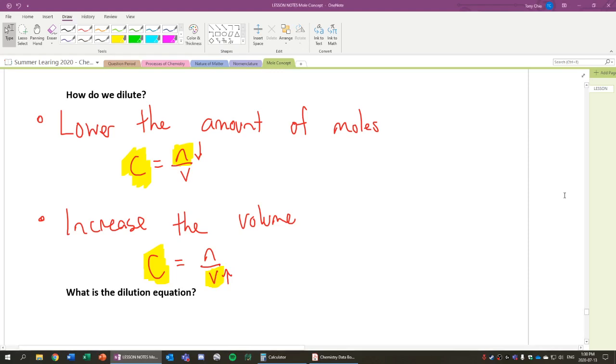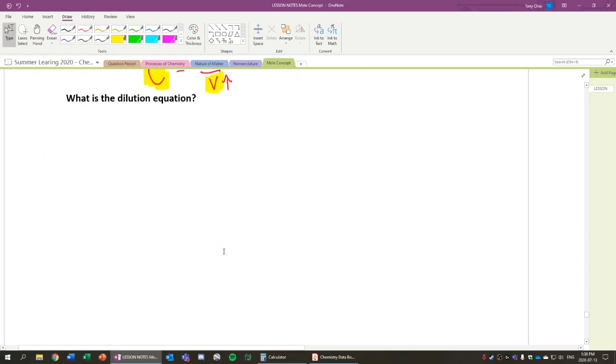So because of that, we have an equation we could use. Now it's more difficult to lower the amount of moles because if you, for example, have a calculation in which you have a solution that you want to make, you can't just take moles out of that solution. It's much easier to increase the volume. But when you increase the volume, the concentration will change, but the number of moles will stay constant. So whenever you dilute, you can keep the number of moles constant.